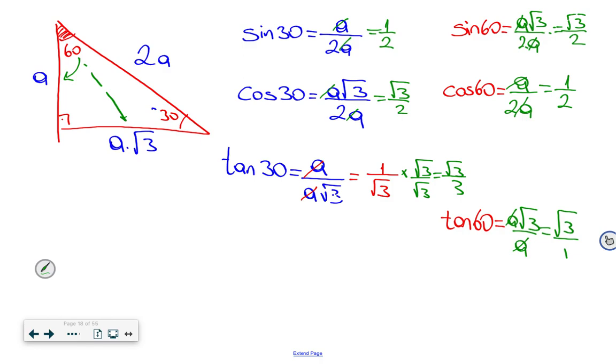The only thing I am asking you to notice here is sine 30 is equal to cosine 60, cosine 30 is equal to sine 60. And this is the end of our lesson.